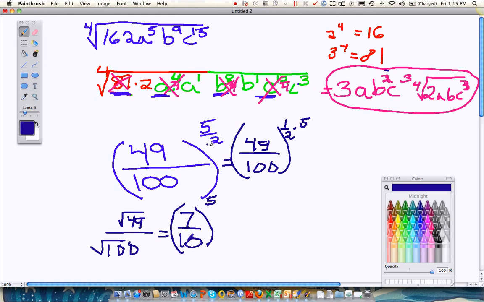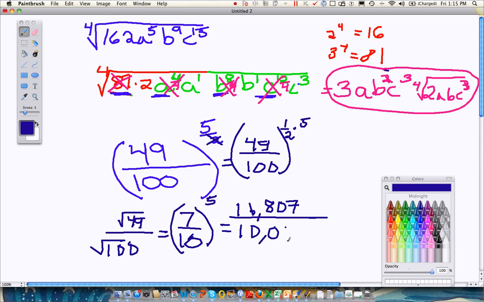I took out that 1/2 in the fraction by taking the square root of the top and the bottom, and then I'm going to go ahead and raise the top and the bottom to the 5th power. Now it is going to be a big number, and that's okay. Like on the top I have 16,807, and on the bottom I have 100,000. So perfectly fine to have those big numbers.